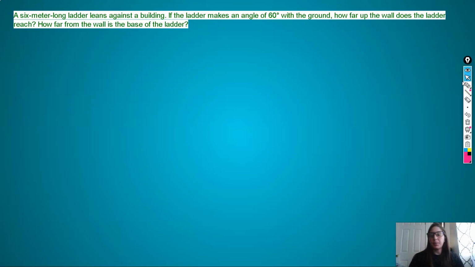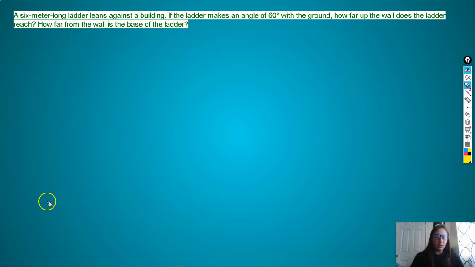Okay, our last example that we're going to do. A 6-meter long ladder leans against a building. If the ladder makes an angle of 60 degrees with the ground, how far up the wall does the ladder reach? So question 1. Question 2, how far from the wall is the base of the ladder?